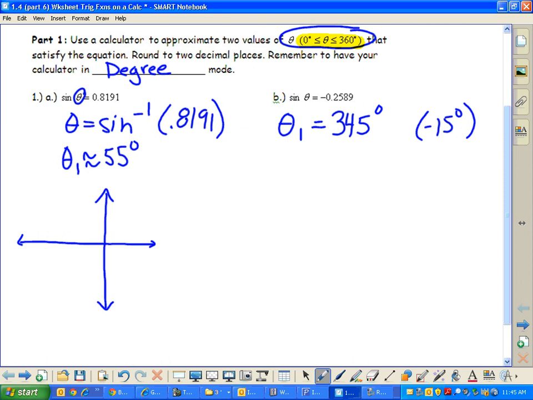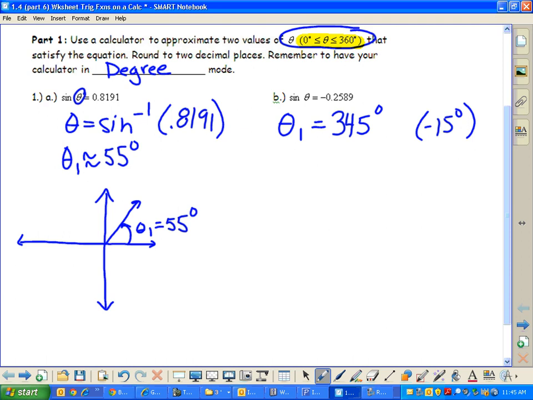Yes. Almost to the 60, so up there. So that's theta 1, which is 55 degrees. Step 2, find the reference angle for theta 1. What is the reference angle for theta 1?